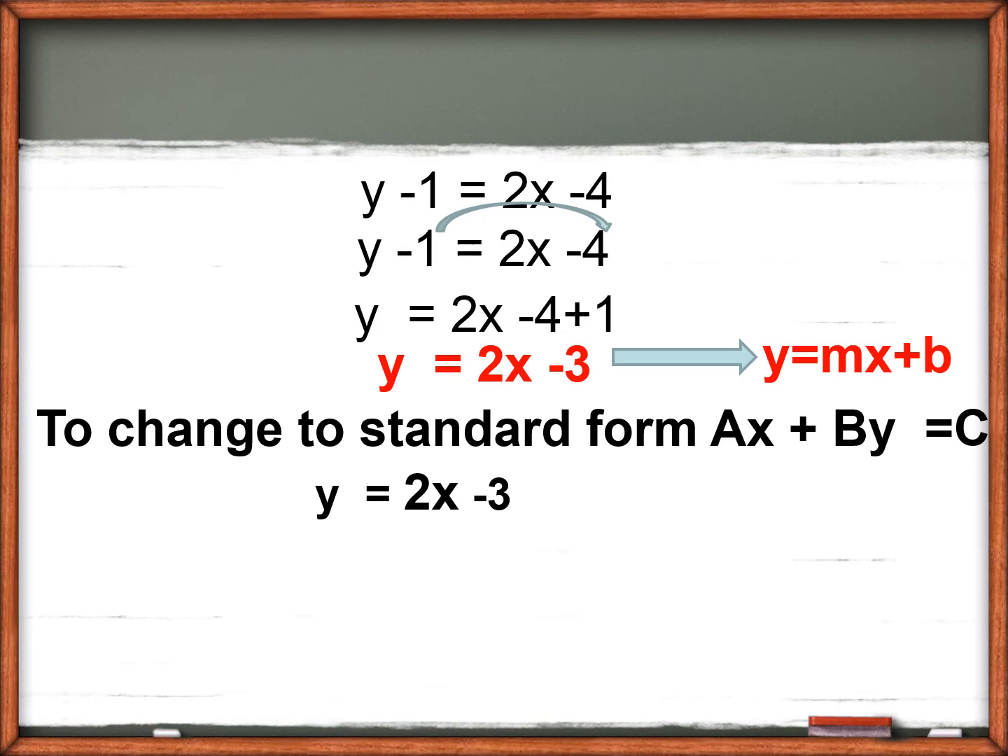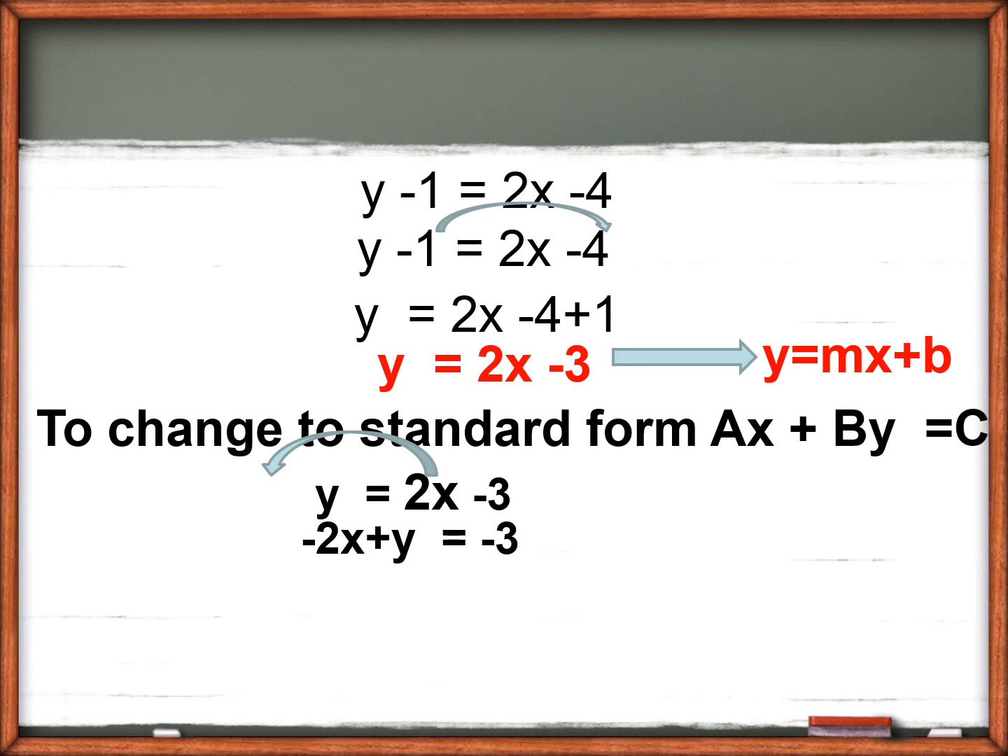Now, looking at our standard form of the line, ax plus by equals c, terms containing x and y are written on the left side of the equation, while the constant terms are on the right side. So we will apply that to y equals 2x minus 3. We will transpose 2x to the left side, and that will become negative 2x plus y equals negative 3.